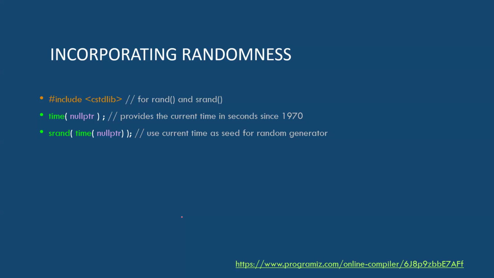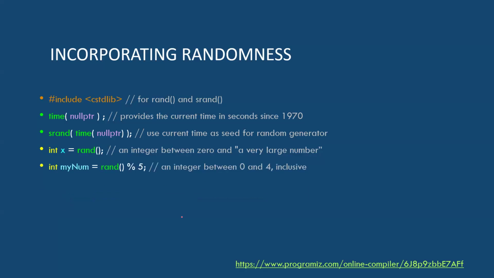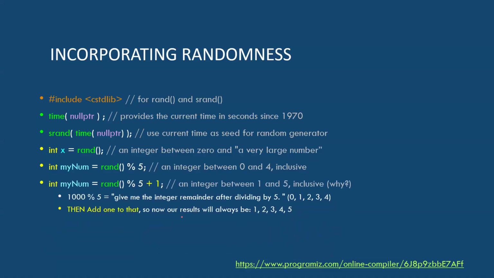Now, sometimes we don't want a different result. Sometimes we're trying to debug something and we need it to be the same every time. That's okay. Just pick some integer number and put it there instead of the time, and you'll always get the same number of random generated numbers, right? Or the same kind of random number generated numbers. So x equals rand, or my num equals rand modulo 5. So these are the kind of things we can do.